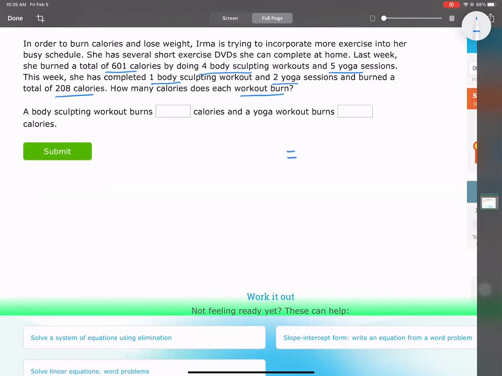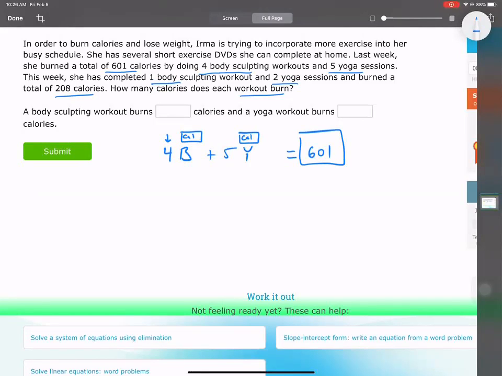So we know that we're adding up the calories. The first one is we have 4, and we'll use B for body videos, and 5 for yoga, and we'll use Y for yoga. And this gives us 601 calories. So what are we doing here? We're saying each of these videos burns so many calories, the yoga videos burn so many calories, and if I watch enough of them, I should add up to 601.